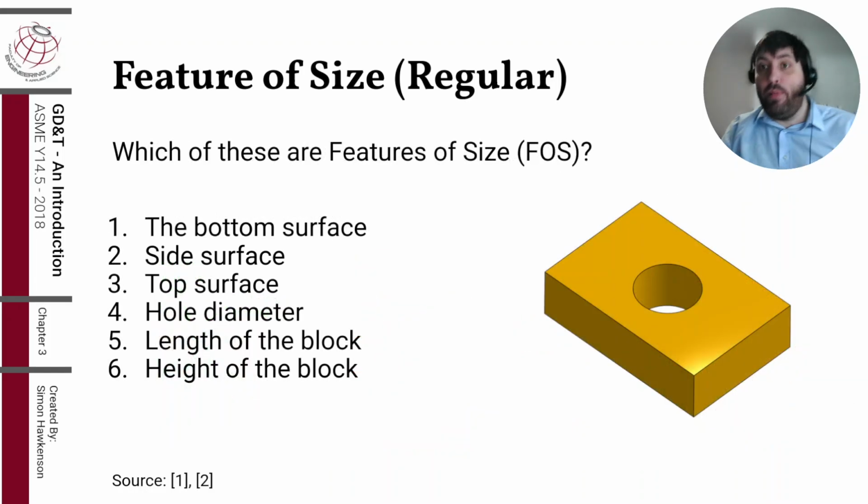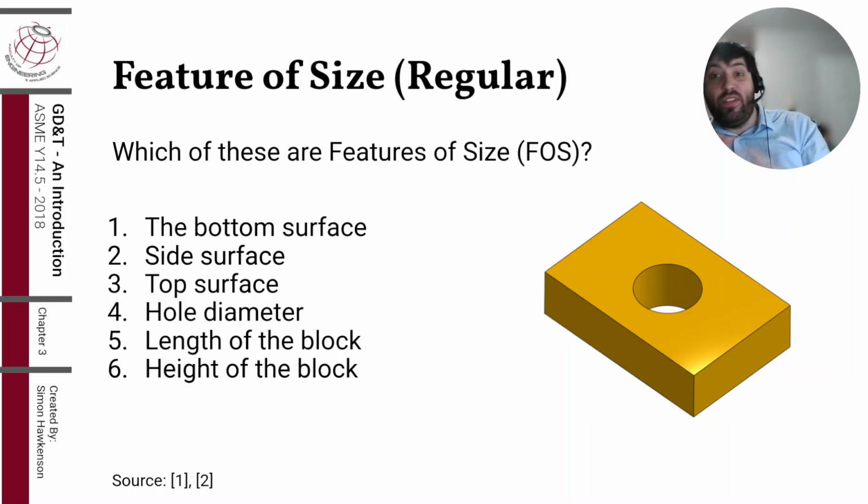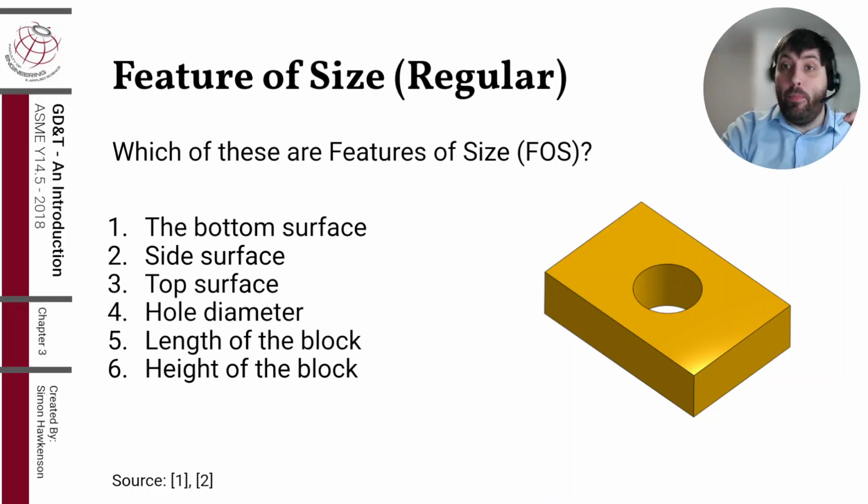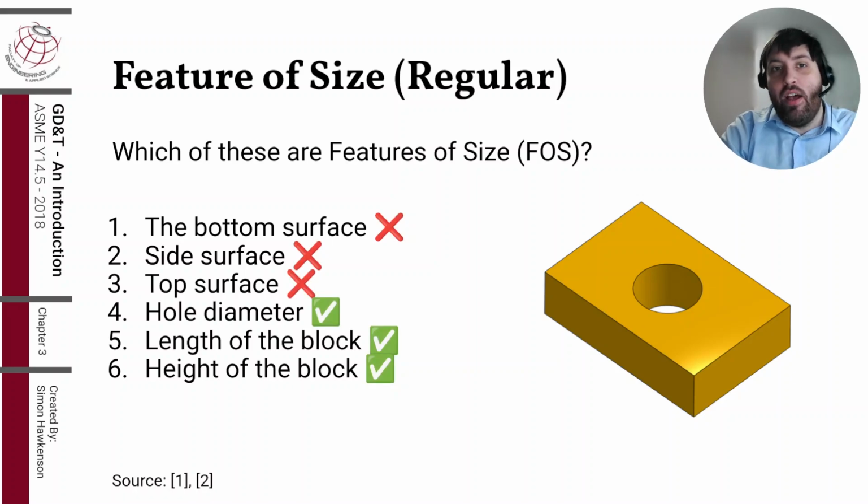All right, so let's apply this principle to a real part. Which one of these features are features of size? We have the bottom surface, side surface, top surface, the hole diameter, the length of the block, the height of the block. Which ones are about measuring? Which ones aren't? Like which ones can you not inherently measure? You probably got it right. Only really the measurable parts are the feature of size. So that'd be the hole diameter, the length of the block, and the height of the block.